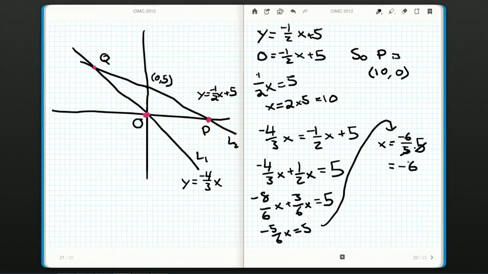Before we go any further and calculate our y value, does this make sense? Yes, we have a negative x value. We already remarked that we're looking for negative x values because that's what the picture tells us Q will likely look like.